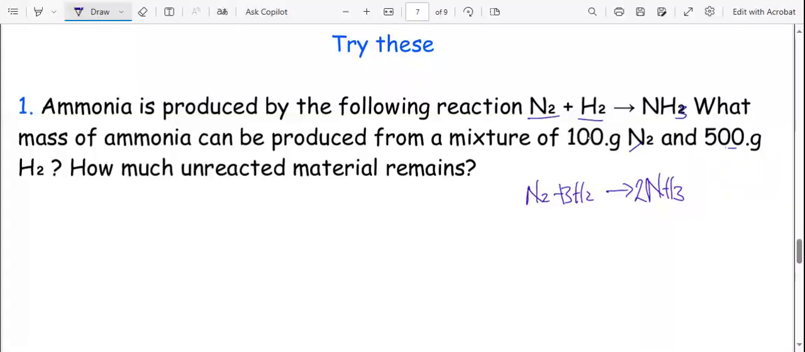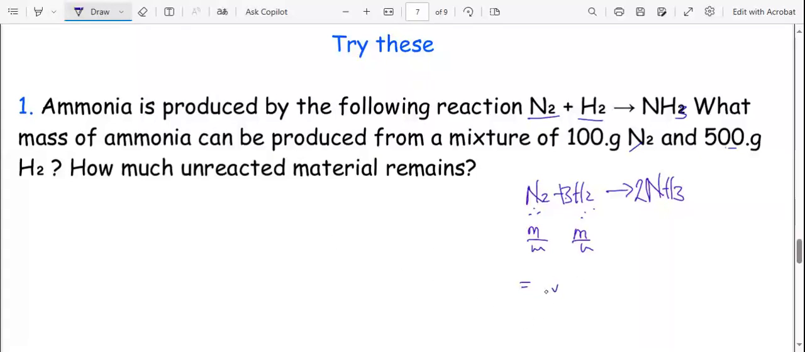So what you do, you first calculate the limiting agent between the two, given those masses. You take their mass over the molar mass of each, then divide by their mole ratios, then you'll be able to see which one is more. Then that will be your limiting agent.